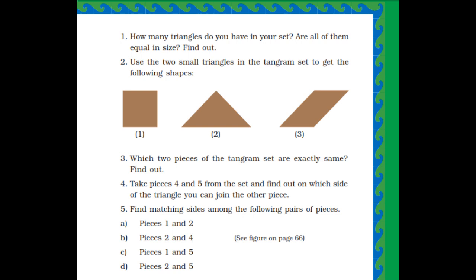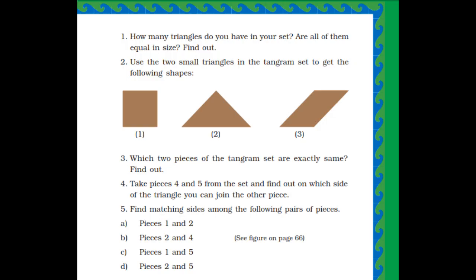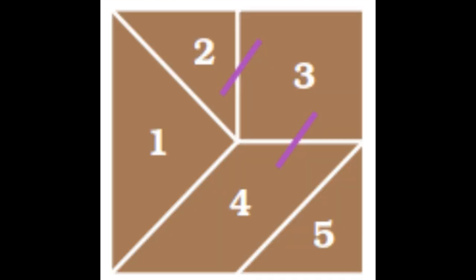Find matching sides among the following pairs of pieces. First one, pieces 1 and 2. Now which sides are same? These 2 sides are same. Pieces 2 and 4. Now tell me which 2 sides are same? This side and this side are same.